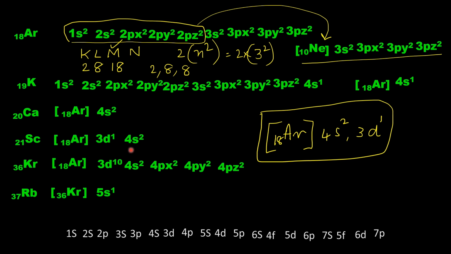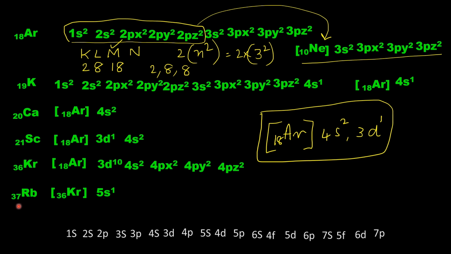The next element is krypton. It has atomic number equal to 36. It is the fourth element in group 18 and is a noble gas. 3d is completely filled. The remaining electrons fill 4px, 4py and 4pz. They are all paired. I hope it is clear.